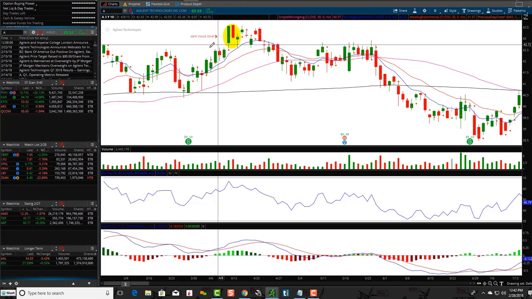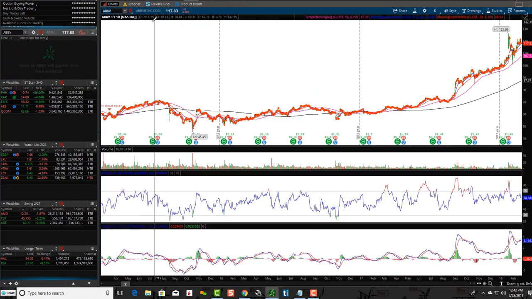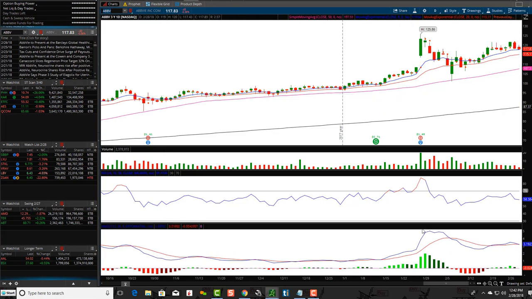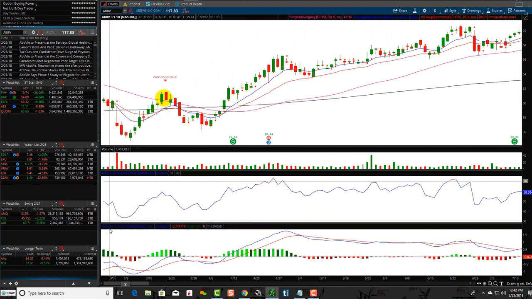So again, dark cloud cover, several different examples. Let's look at ABBV. That one's way back over here. You can see price is in an uptrend. Price on the right red candle here opened above the high of that green candle, came back down, confirmation candle, and there you go, broke down.